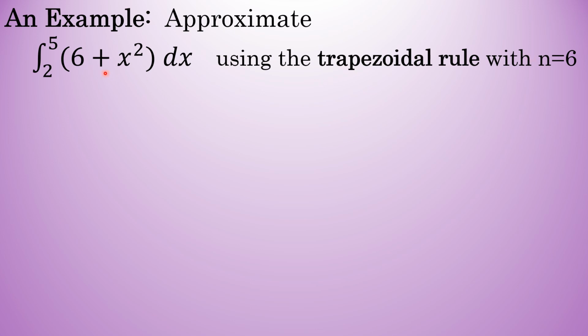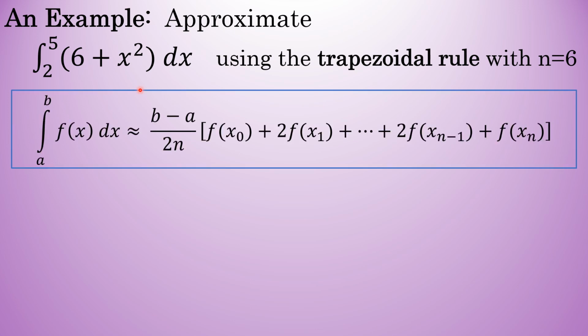Now, I'm not going to graph f of x equals 6 plus x squared, and I'm not going to draw any trapezoids, but applying the trapezoidal rule will give me the approximation of what would happen if I did, and then added together the area of those 6 trapezoids. All that I have to do is apply this trapezoidal rule that we just derived, and that will give us the approximation. Now, the trapezoidal rule isn't as hard to apply as it looks. This looks like a big complicated formula, but it's actually pretty straightforward to apply.